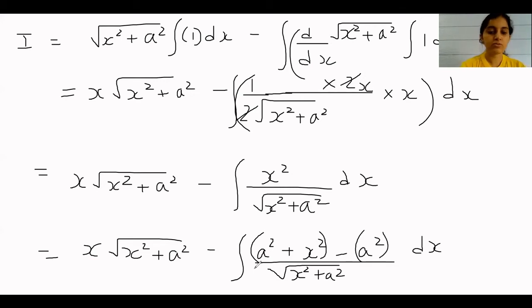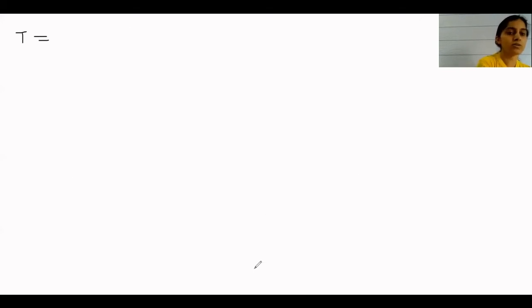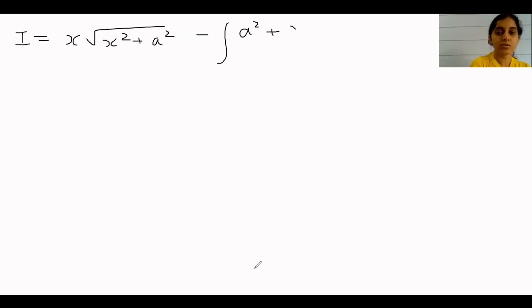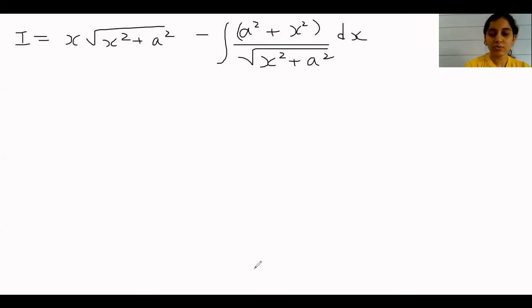Let's start. So I will be equal to x root of x square plus a square, minus integration of a square plus x square root of x square plus a square dx. Again, what do we have? Minus sign, so minus into minus becomes plus, a square stands outside, integration of 1 upon root of x square plus a square dx. This is one of the special integrals, so we are going to use the formula for that.